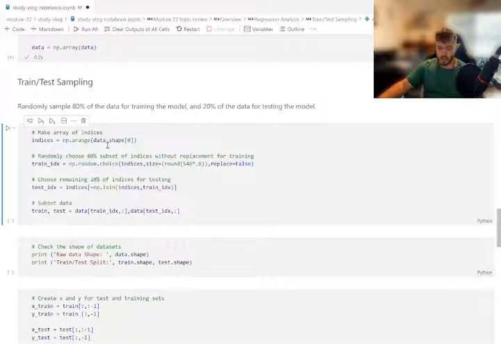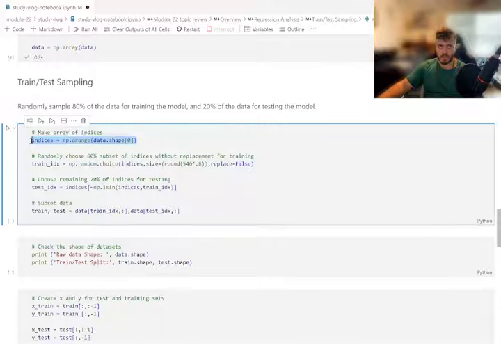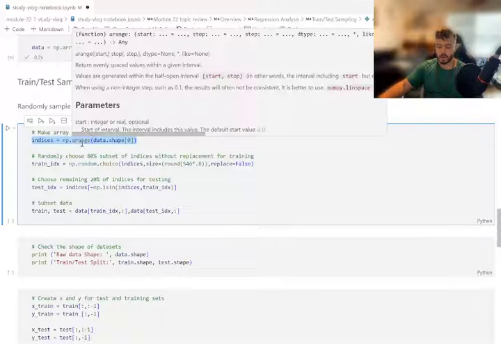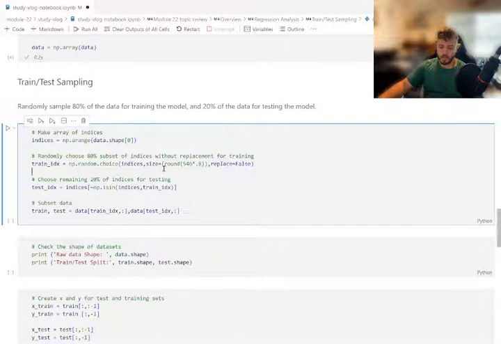So we take our array of indices. This is basically the index position of every row in our array. So we're sampling rows of data, right? Because it wouldn't make sense to sample columns, since those are completely different features. You can think of every row as a vector itself, as a data point.